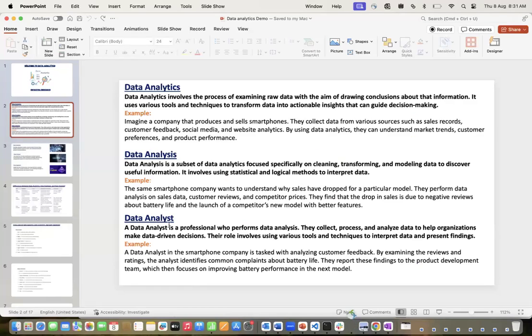And what is a data analyst? A data analyst is a combination: you should understand data analytics concepts, and you should also understand data analysis. He is going to handle the two things here. Is it clear, right? Any confusion still now?